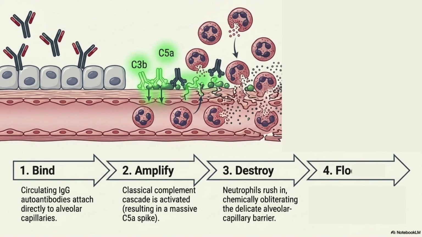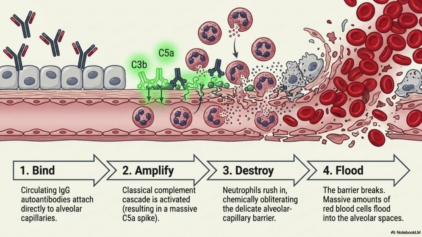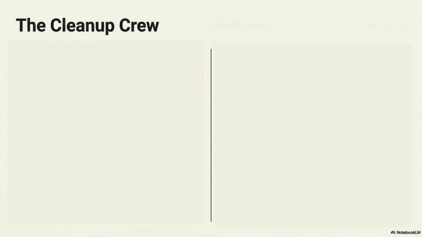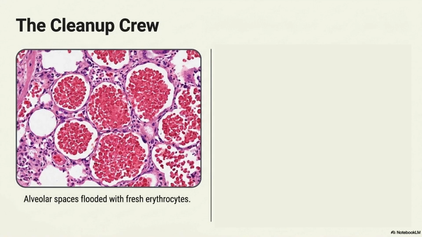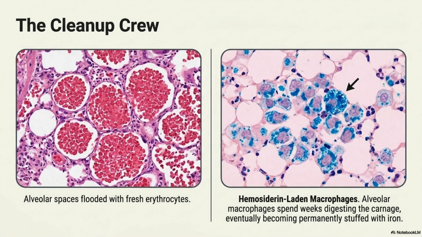Finally, step 4 is flood. The barrier breaks and massive amounts of RBCs flood directly into the alveolar spaces. Once the bleeding stops, in comes the cleanup crew. The alveolar spaces are now flooded with fresh erythrocytes. To handle this, we see the arrival of hemosiderin-laden macrophages. These alveolar macrophages spend weeks digesting the carnage. As they process the RBCs, they eventually become permanently stuffed with iron.